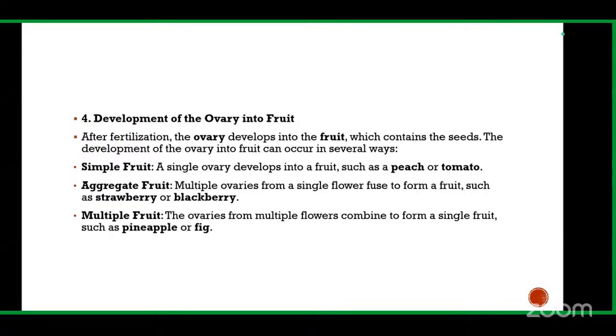Next is multiple fruit. The ovaries from multiple flowers combine to form a single fruit. So here, what is the difference between aggregate and multiple fruit? In aggregate fruit, multiple ovaries from a single flower will fuse. But in multiple fruit, the ovaries from multiple flowers combine to form a single fruit. So example is pineapple or fig.